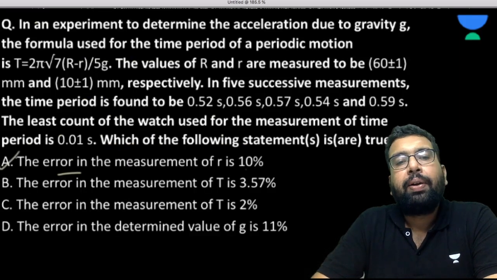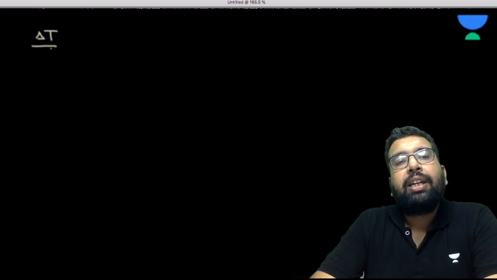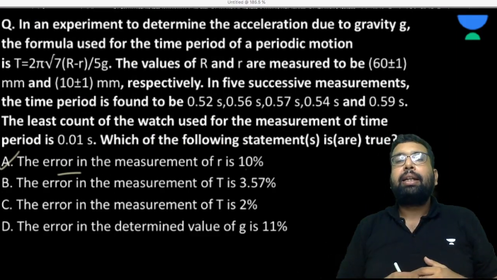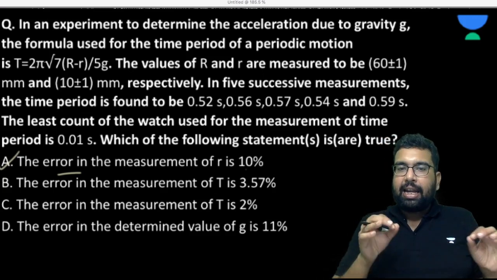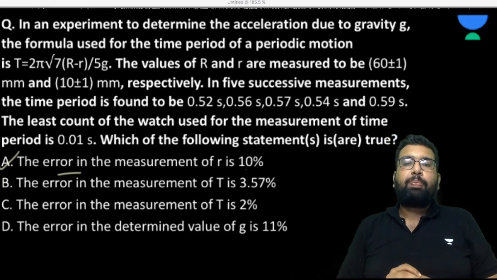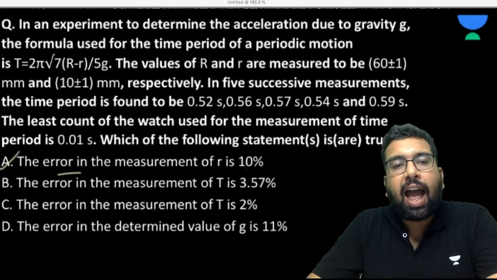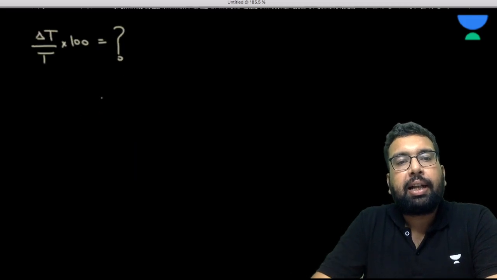Okay, very good. Now the error in the measurement of T is 3.57%. For that, we need to get delta T by T into 100. This is what we have to examine to check the second option of this question: whether the error in the measurement of T is 3.57% or not. Now please understand this. Where is this delta T?